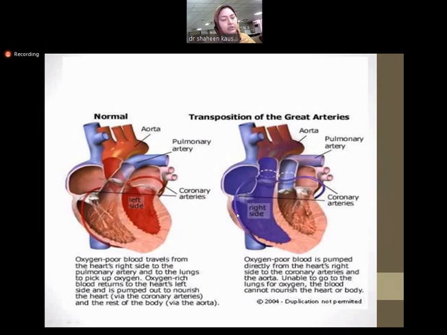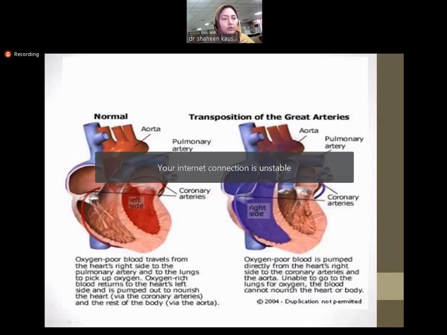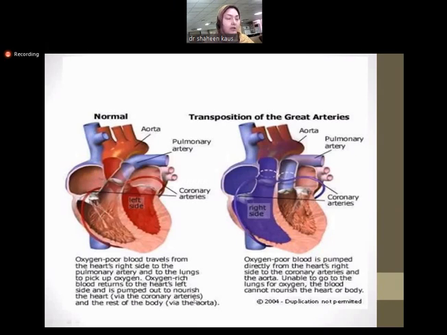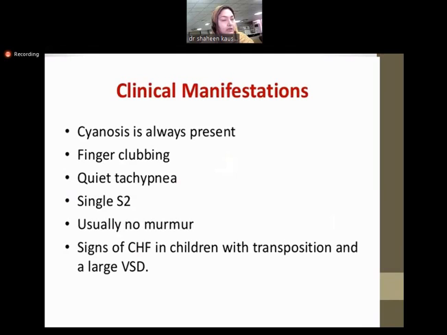In the same picture, the right ventricle communicates with the aorta, and oxygenated blood is not available from the right side of the heart to the coronary arteries, and the aorta is unable to go to the lungs for oxygenation. The blood cannot nourish the heart and the body, so oxygen-poor blood is available to the body, and it may lead to cyanosis. In transposition of great vessels, cyanosis is always present. Due to hypoxia, there is clubbing of the fingers. The patient is tachypneic. A single S2 sound is heard, usually no murmur, and there are signs of congestive heart failure in children with transposition and a large ventricular septal defect.